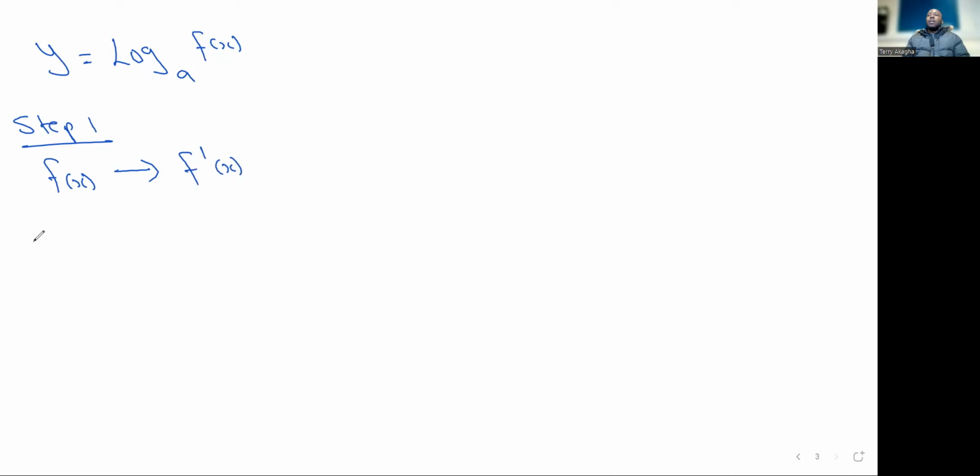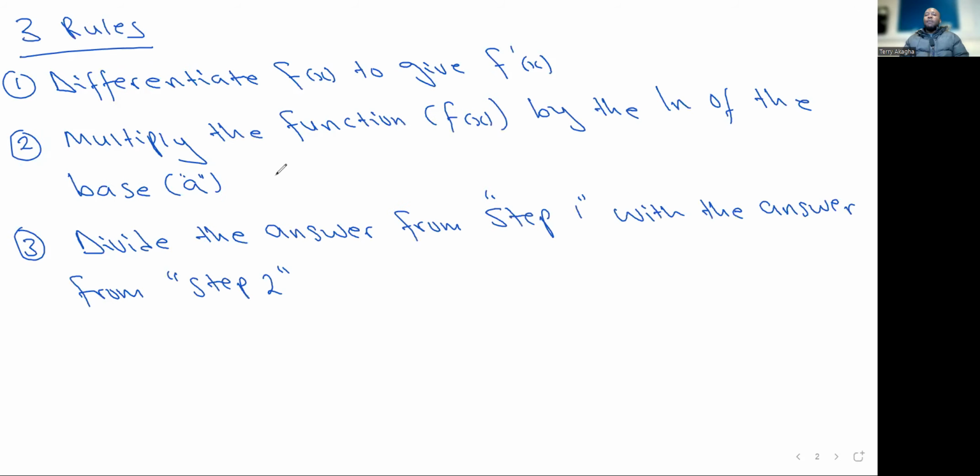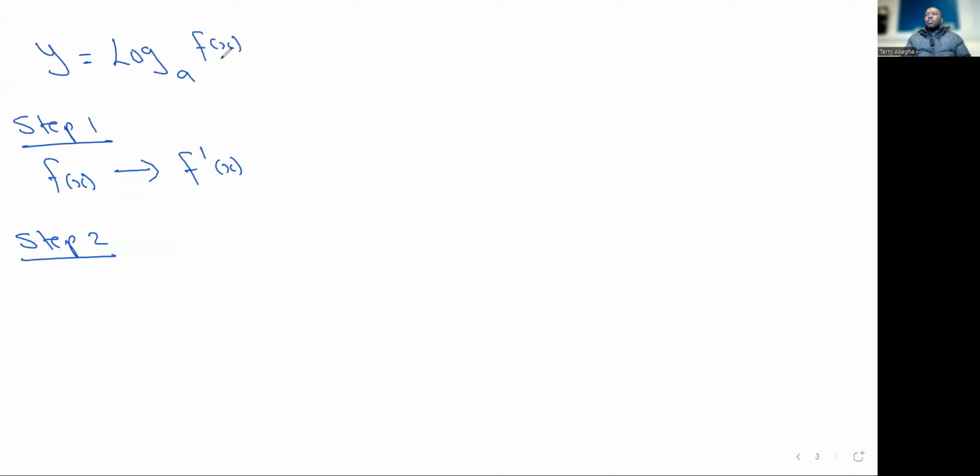Is that okay? Now, when you've done that, step 2 is saying that you have to multiply the function by the ln of the base. So the function we have here, f of x, is multiplied by the ln of the base, and the ln of the base is ln a. That will give you ln a times f of x, or you can say f of x ln a. However you want to write it, you can write it like that.